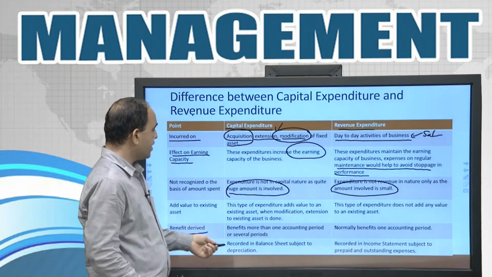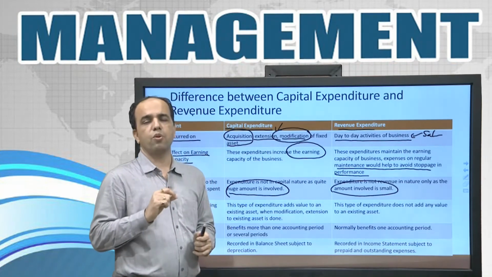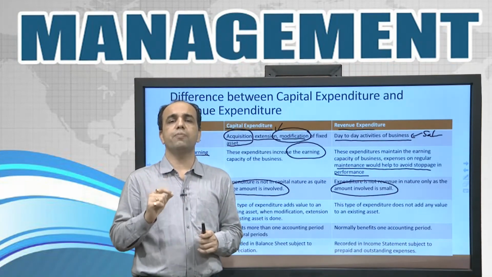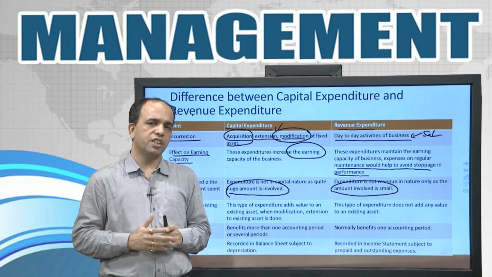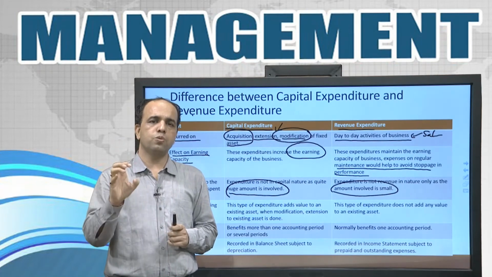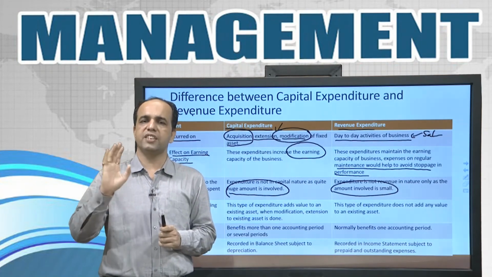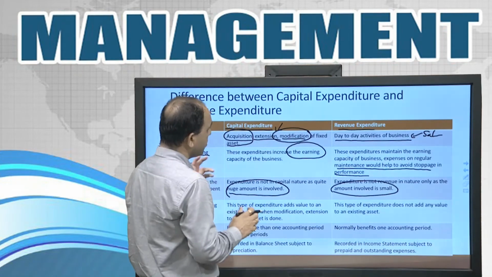Capital expenditure is recorded in the balance sheet, subject to depreciation. Friends, this is very important. See, the accounting treatment of capital expenditure is, if we have purchased any machinery, the cost of machinery is 1 lakh and the useful life of machinery is 10 years. Then generally the treatment is in the balance sheet.